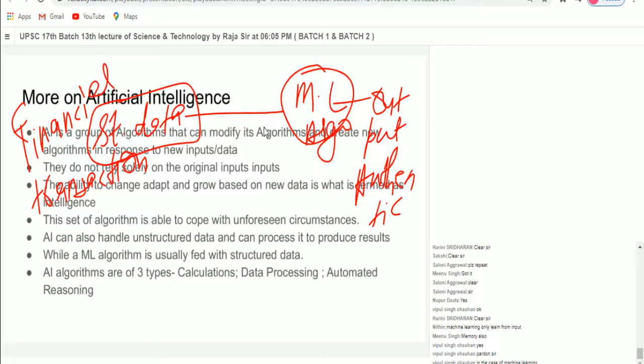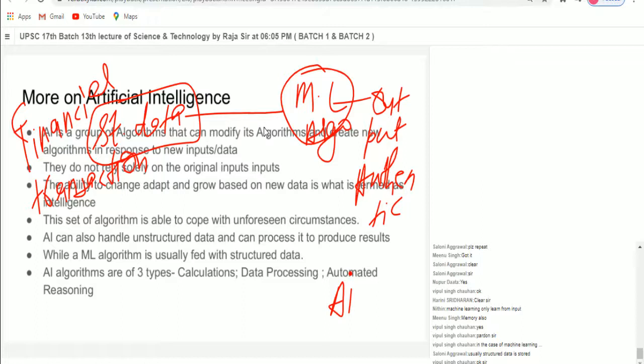Yes, in the case of machine learning, I am saying that any program which can self-improve is basically the domain of machine learning. In the case of artificial intelligence also, it can modify its algorithm. So here these two are the same. In the case of artificial intelligence, the ability to replicate the human behavior has the primacy.